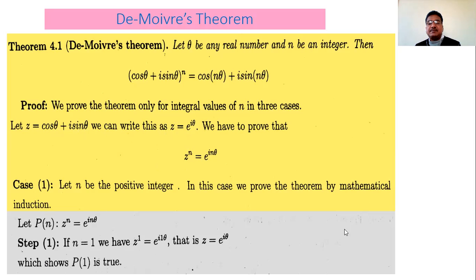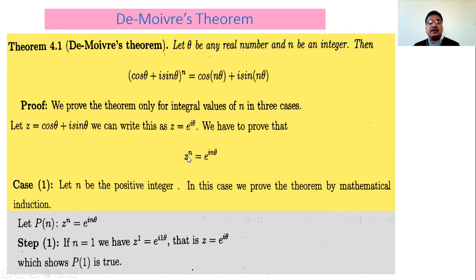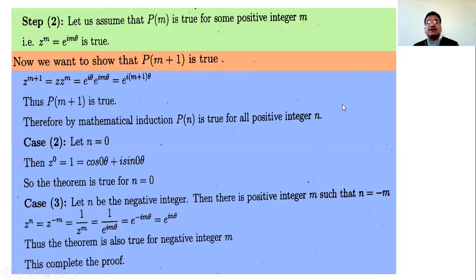Now the second step. We have to assume the result is true for n equal to m. We assume that Pm is true for some positive integer m. That is, z raised to m is e raised to i m theta. This is called the induction hypothesis, and suppose it is denoted by star. Now what we have to show? We have to show Pm plus 1 is true.